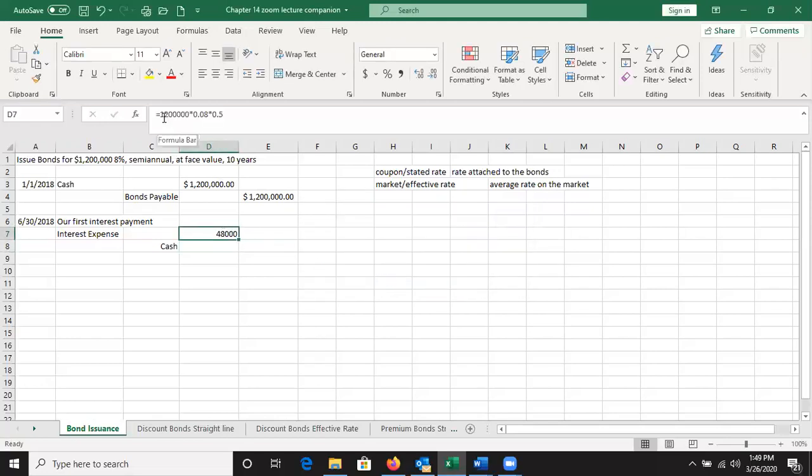So 1,200,000 times 8% times 0.5, $48,000. So that is the interest expense and the cash that the company has to pay every 6 months. Okay, so this is for a real easy bond issued at face value, no discount, no premium nonsense.